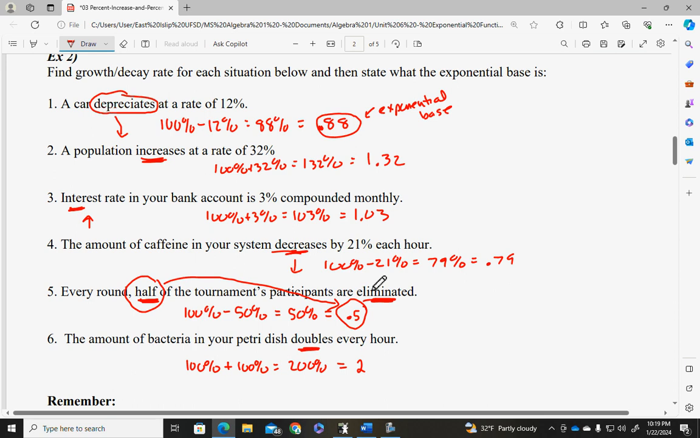Same with number 6. Doubles would mean times by 2. My answer is 2. But why is it 2 according to percentages? Well, you start with 100% of something. If you're doubling it, that means you're getting another 100%, which is 200%, which changed to a decimal is 2. But again, I'd be okay with number 6 if you just took the word doubles and right away knew that the answer was 2.